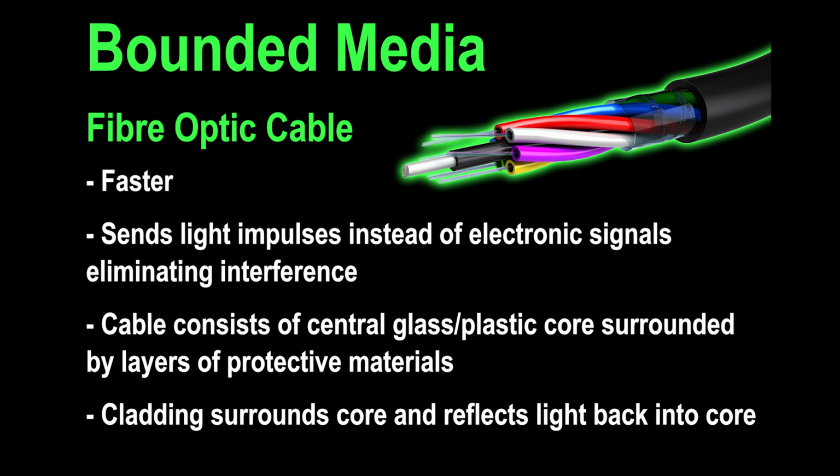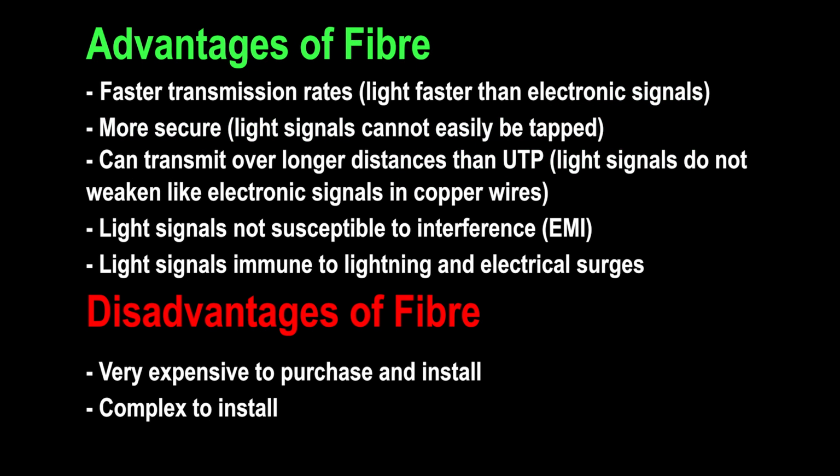It sends light impulses instead of electronic signals, eliminating interference. The cable consists of a central glass or plastic core surrounded by layers of protective materials. The cladding surrounds the core and reflects light back into the core. Advantages of fiber are that it has faster transmission rates since light is faster than electronic signals. It is more secure since light signals cannot easily be tapped.